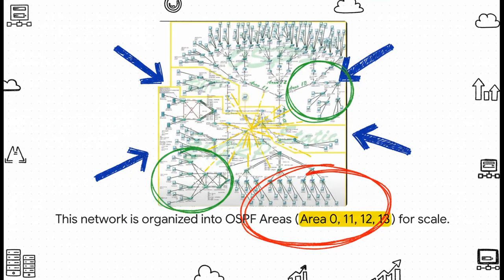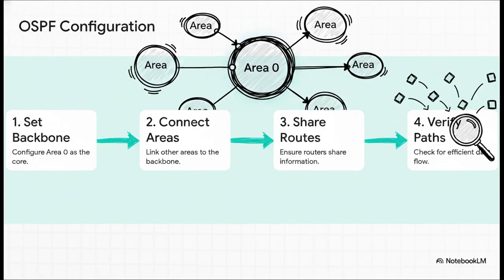If you look back at our complex network, you see it's not just one giant OSPF blob. It's cleverly broken up into these manageable areas. You see area 11, 12, and 13? They all connect back to a central backbone, which is area 0. This kind of hierarchy is absolutely crucial for keeping a huge network scalable and stable. Building this out follows a really clear logical sequence.